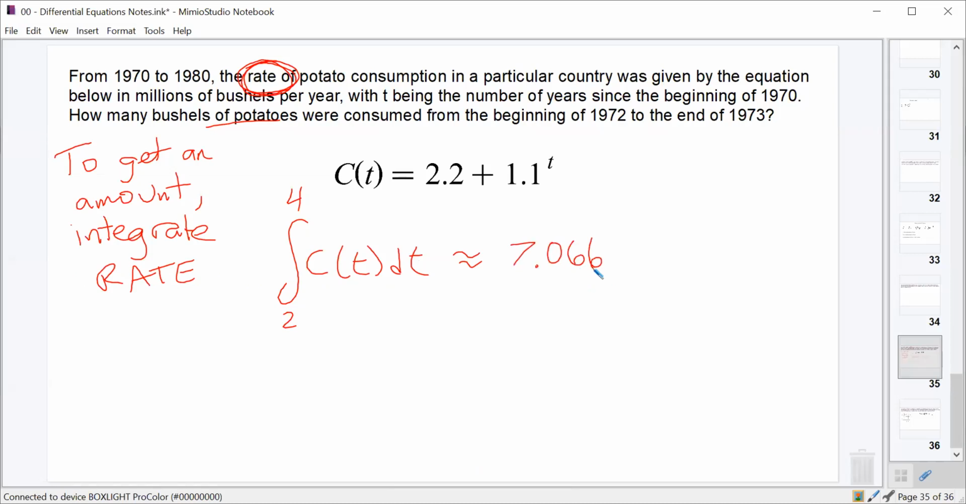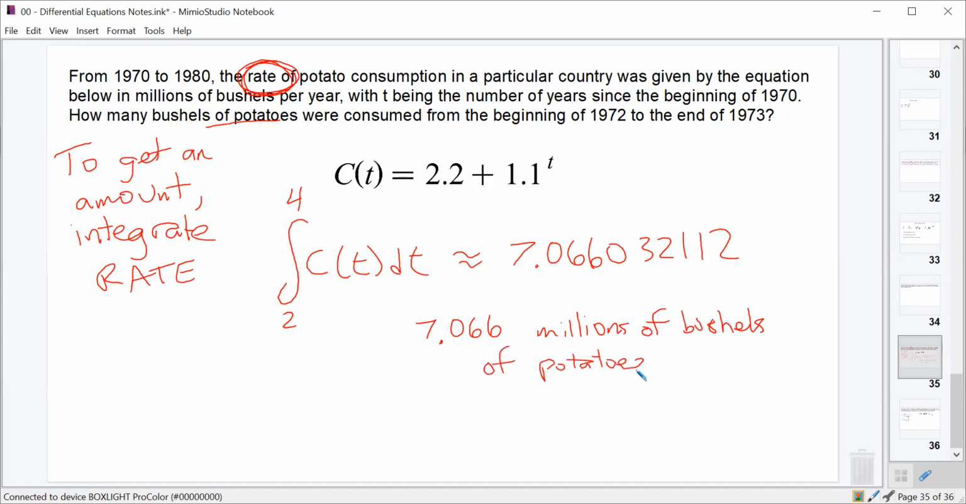7.066032112. You are welcome to leave it like that as your final answer, or you can round to 3 or more decimals. Again, on the AP test, you'll never round to less than 3 decimals unless it specifies, and you'll never round until a final answer. Since this is a final answer, we can say 7.066, and don't forget your units, because that's often worth a point on the AP test in the FRQs. 7.066 millions of bushels of potatoes.